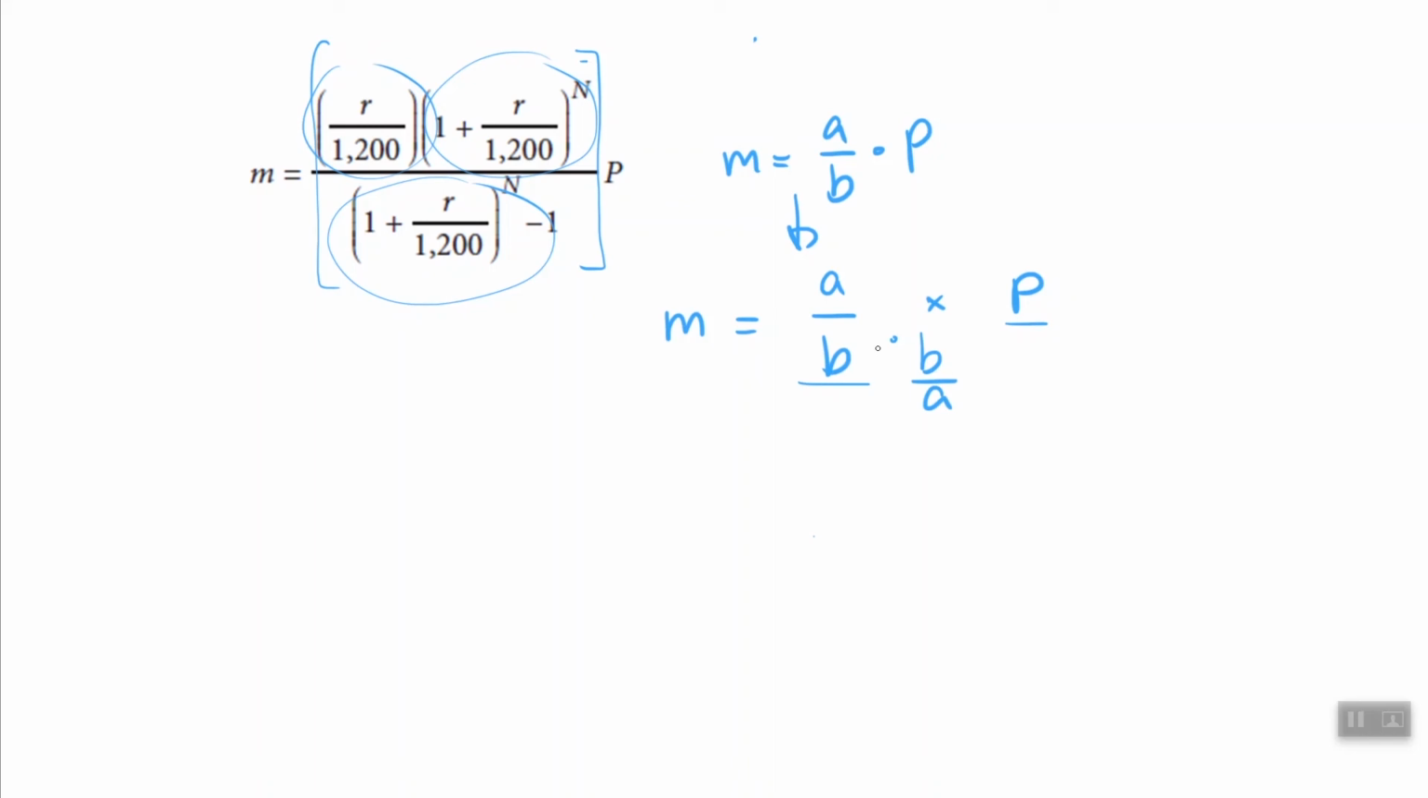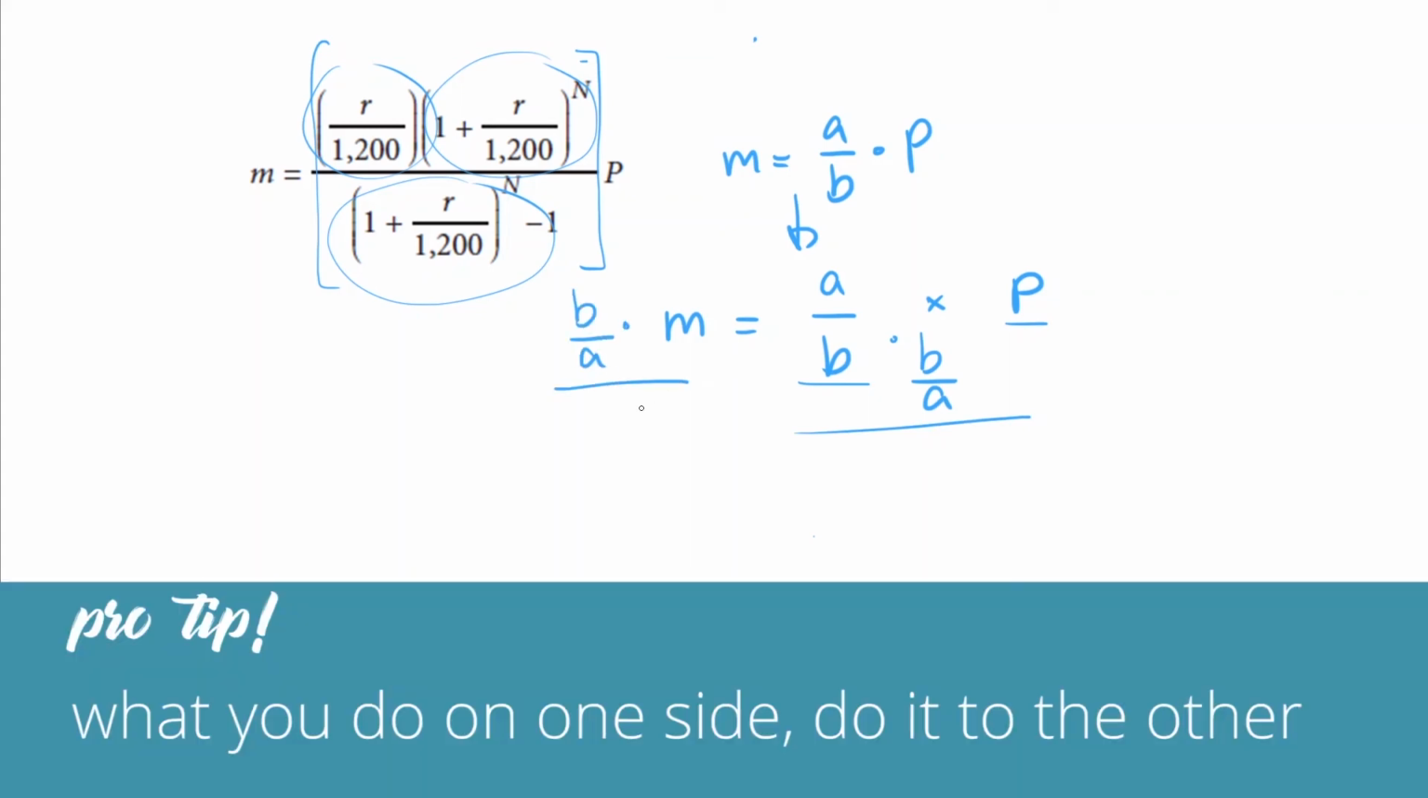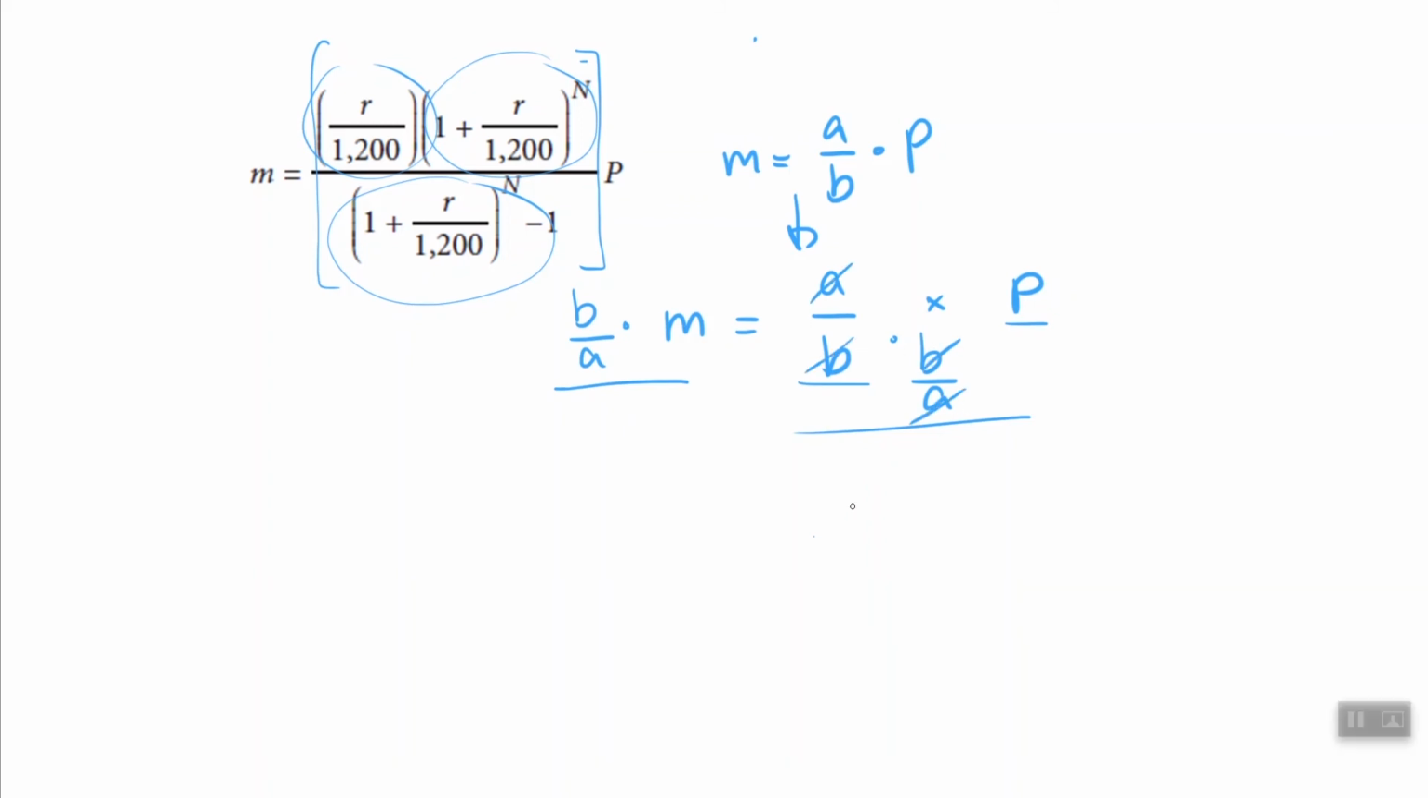Since we're going to do that on this side, we will need to also multiply B over A on the other side. It's a rule of equations. By doing so, we're going to cancel out the A and the B on this side and end up with P equaling B over A times M. Since this is a little awkward to look at, let's go ahead and rewrite this where the P is on the left side and we're equaling B over A times M.